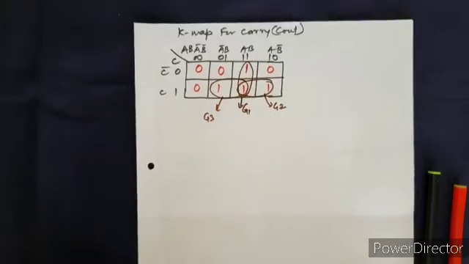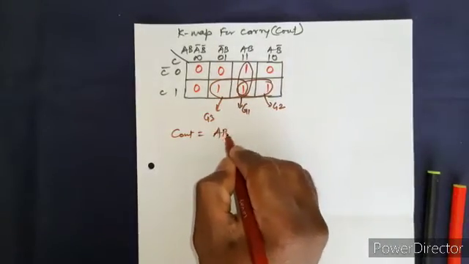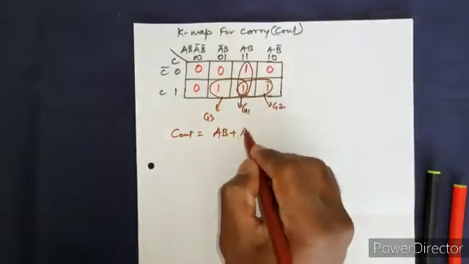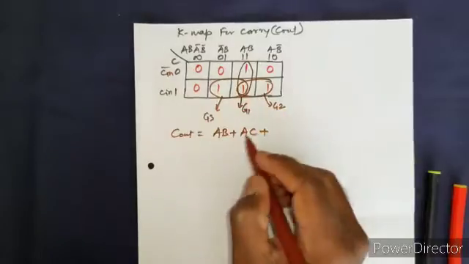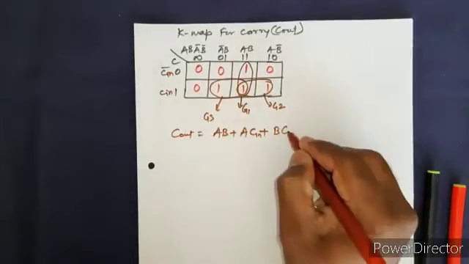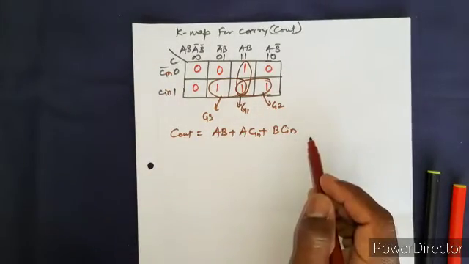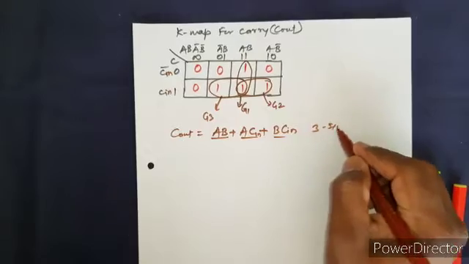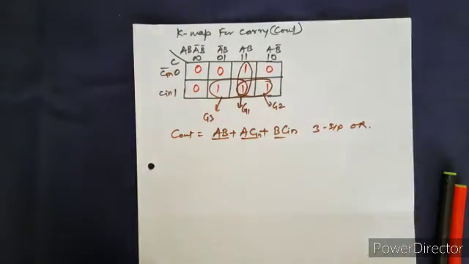Okay, so we can take here C out equal to, what is group 1? This is AB, plus, what is group 2? If you go here vertically, then A is constant and this way it is C, so this is A C in, by the way. And for group 3, if you go vertically, B is constant and this way it is C in. Okay, so it's simply AND gates and a 3 input OR gate. Okay, this is the expression for C out.